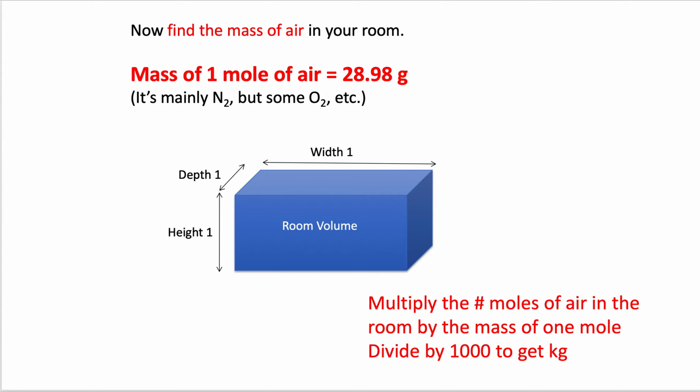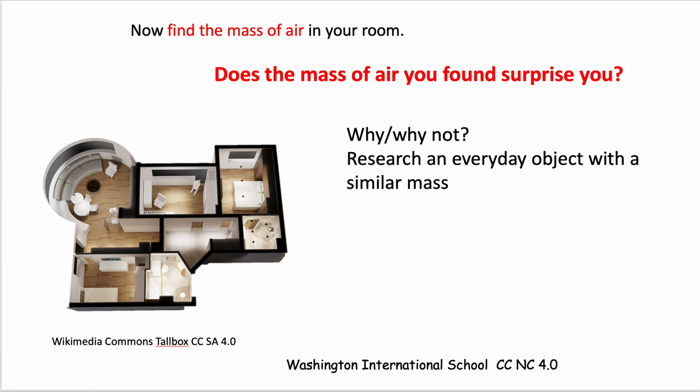28.98 grams. So it's mainly nitrogen, which would be 28 grams, but some oxygen and other gases which increase the molar mass of air. And so multiply the number of moles that you found by the mass of 1 mole, and that will give you an answer in grams. So divide by 1,000 to get kilograms. And does that value surprise you? The amount of air in a room in your house.